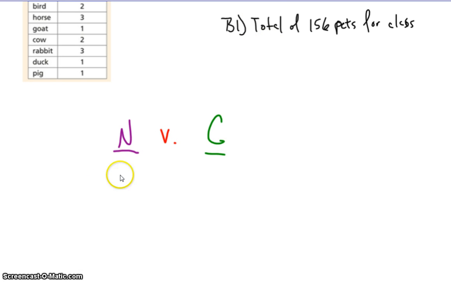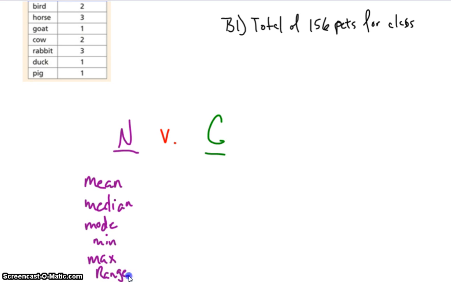All right, so numerical information, you can find the mean. You can find the median. You can find the mode, the minimum, the maximum, and the range. And the range is going to be a number. You're going to find the range based upon the subtraction of the minimum and the maximum.